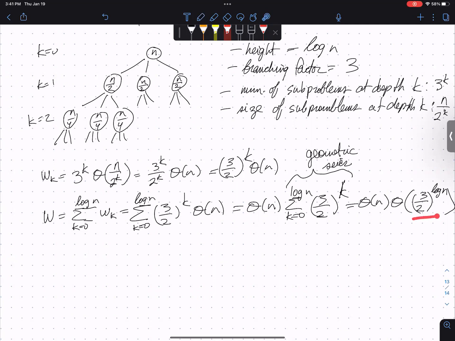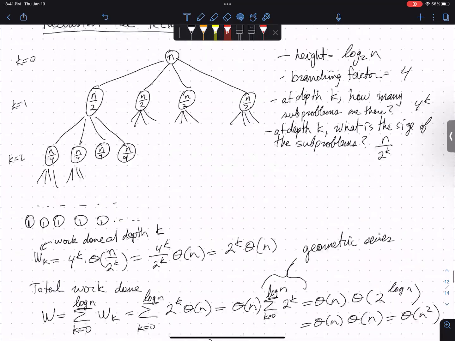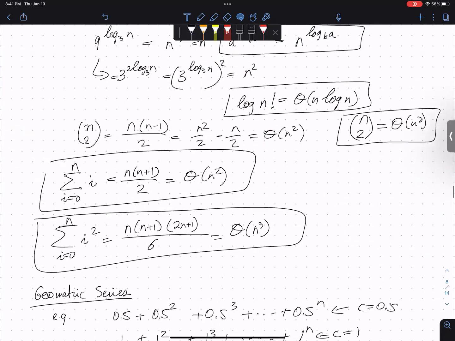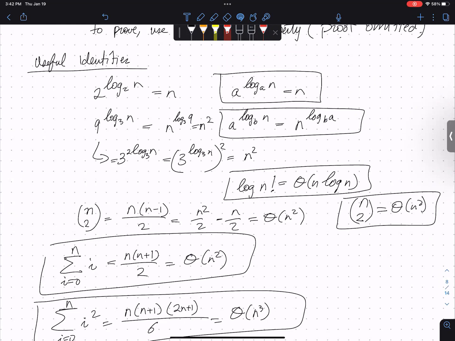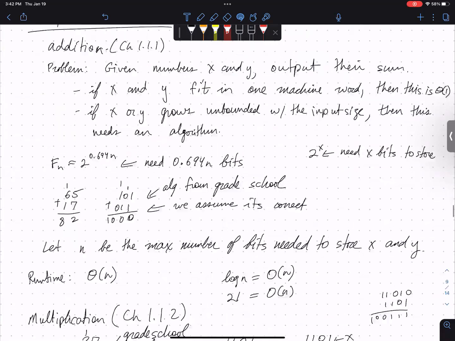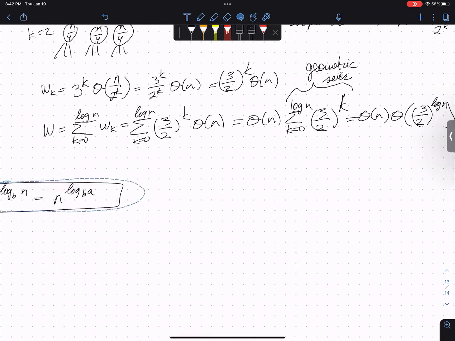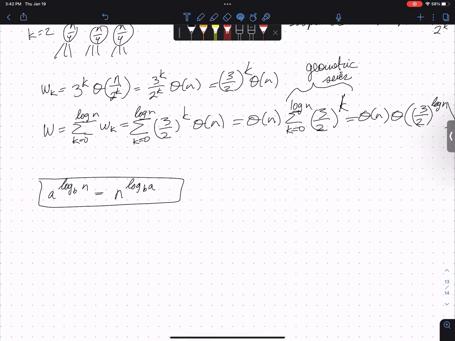Now, what do you do with this? Well, when you see log n in the exponent, there's a way to bring it down. We saw an identity we could use for that. Let me copy it, to recall this identity.